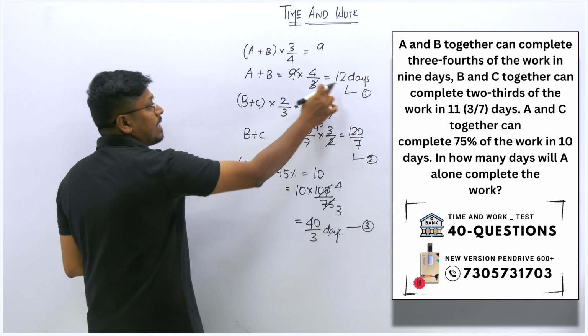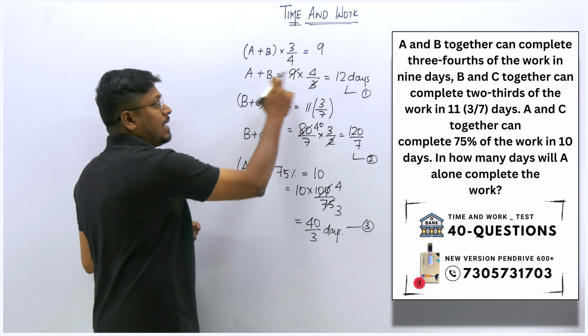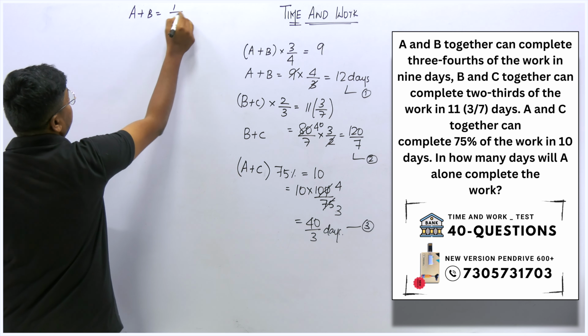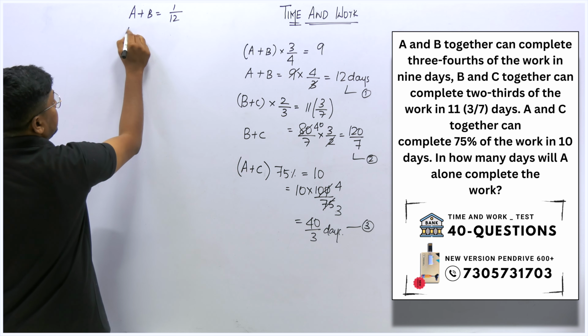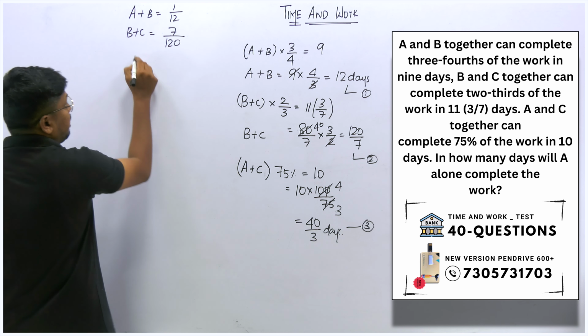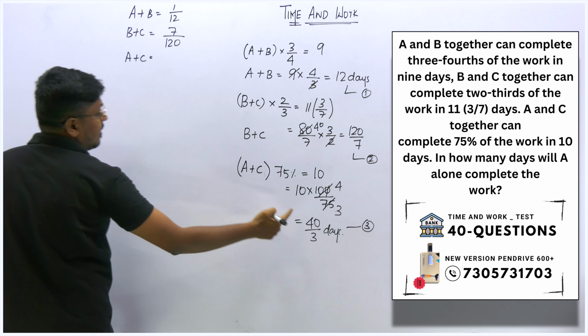So if A and B can complete a piece of work in 12 days, then A and B's 1 day work, right? So A plus B's 1 day work will be 1/12. So friends, understood? Second equation. So B plus C's 1 day work will be 7/120. And A plus C, you already have 40/3 days.